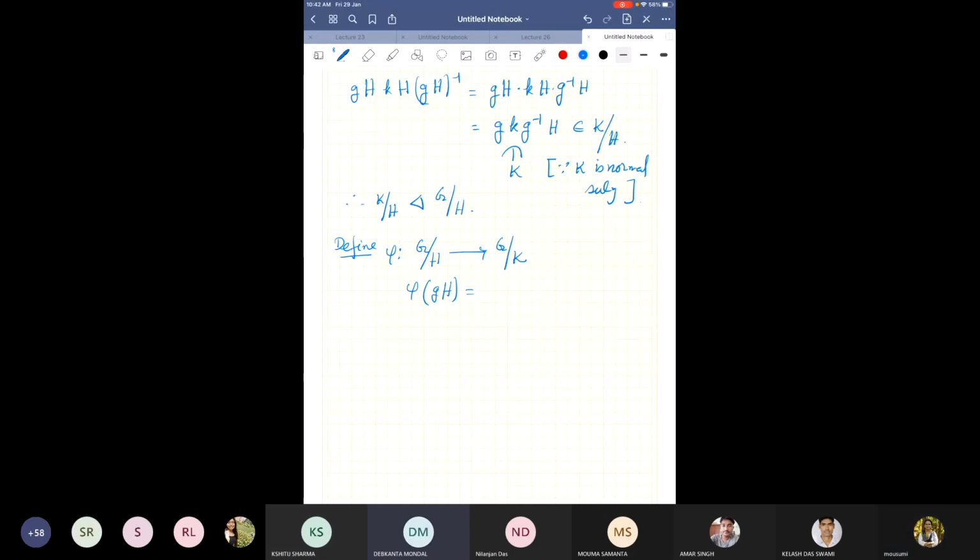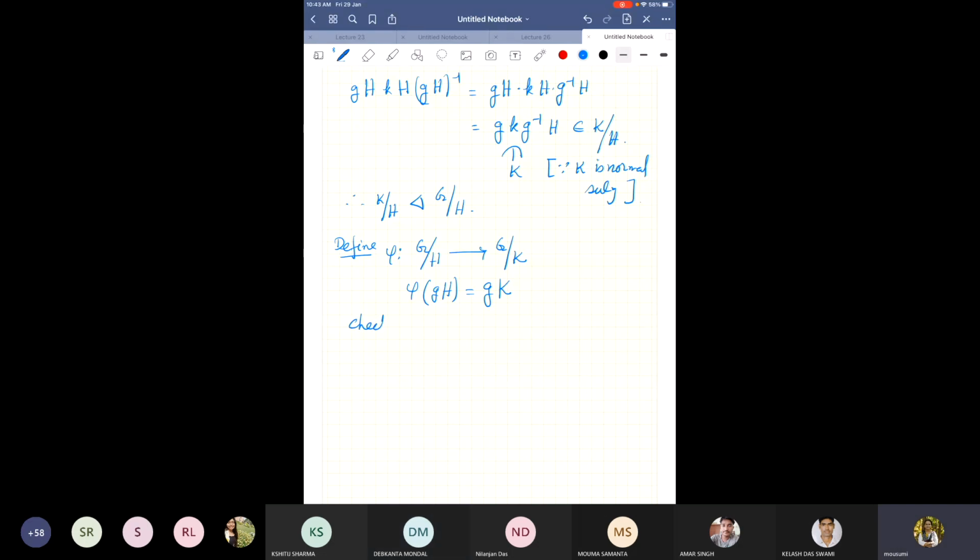Phi of gH is equal to gK, for all g belonging to G. I am considering this as a left coset of H, and I am sending it to a left coset of K, where g is varying over all the elements of G, right? Is this map fine?